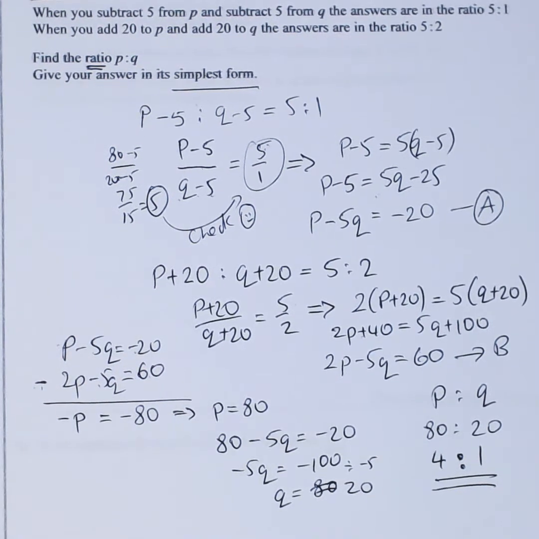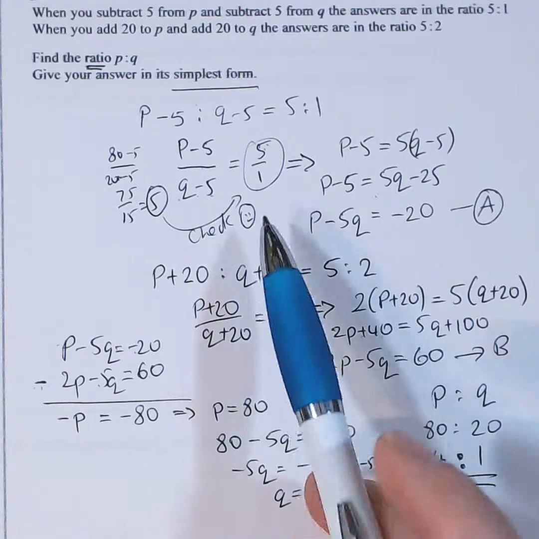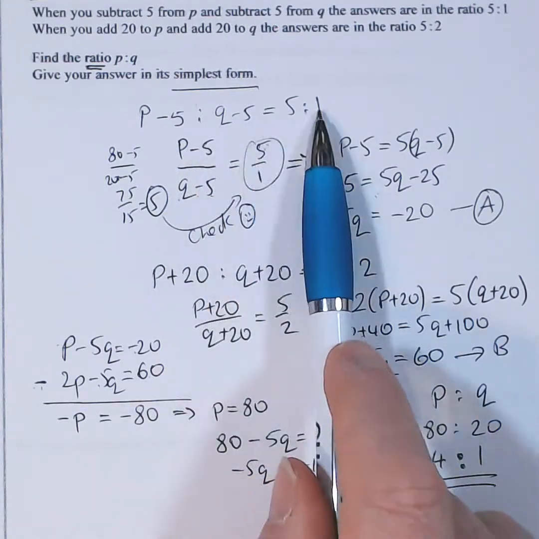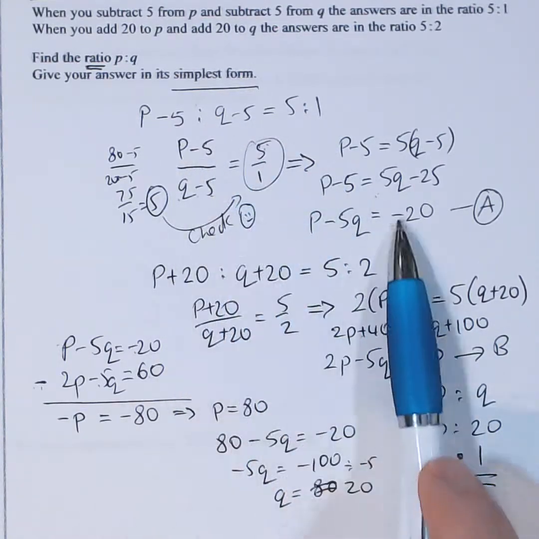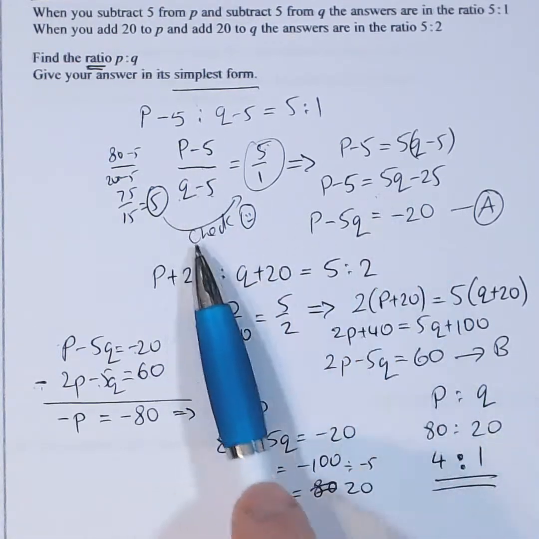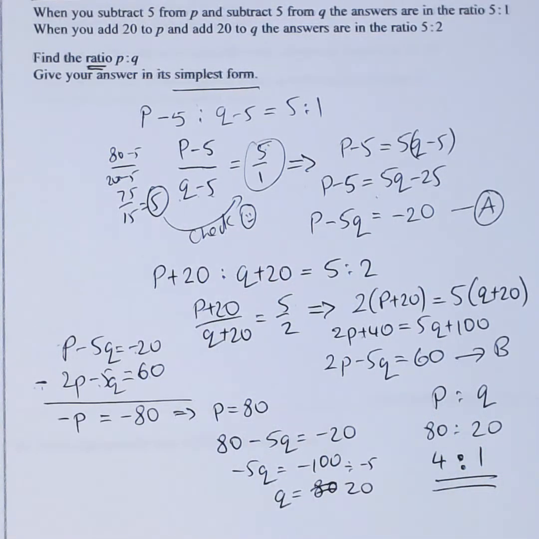So quite a complex question, but just a couple of key ideas really. Just remembering that if you've got a ratio equal to a ratio, you can write it as a fraction, and then it's about your rearranging skills, guys, and creating your simultaneous equations to then solve them.